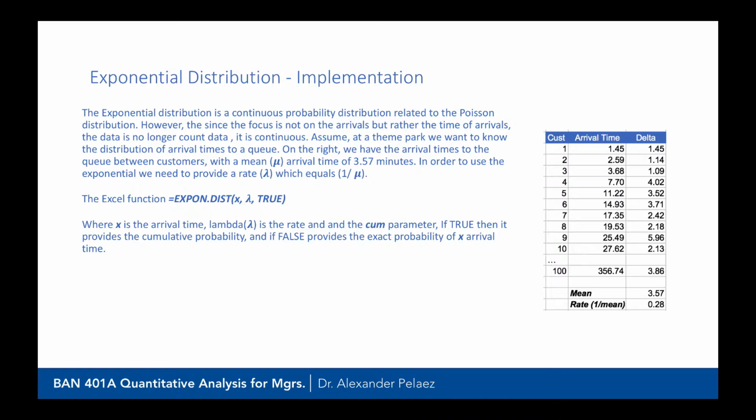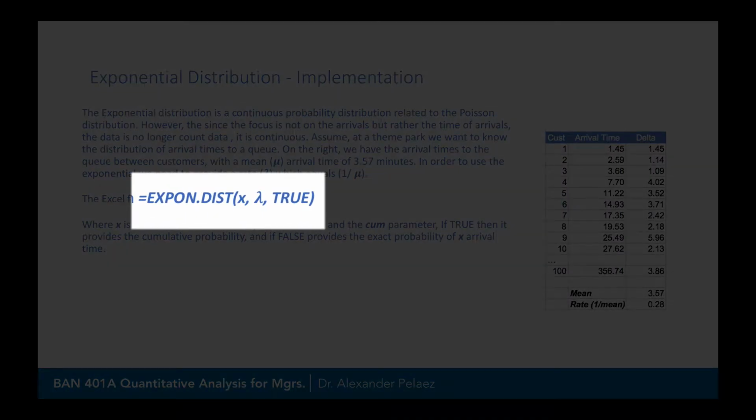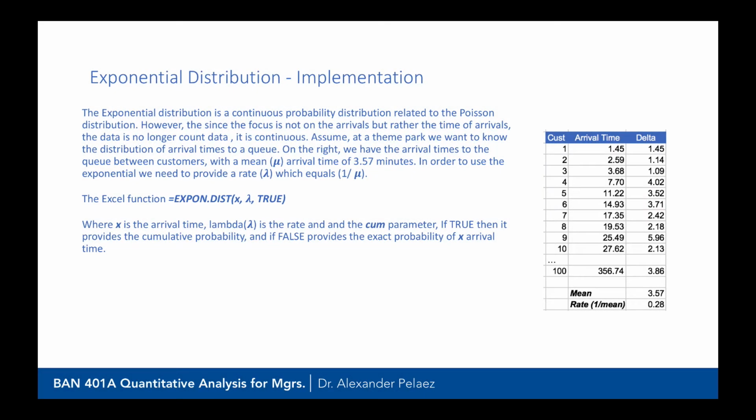3.57 minutes. So in order to use the exponential distribution, we will have to provide a rate, which is lambda, and lambda will be equal to 1 over mu, the inverse of the mean. Now, since we're calculating the arrival time differences here, or the arrival times between customers, you'll notice that on the right we have the exact arrival time of the customers in minutes, but we have created a delta column, which will say that the first person came in at 1.45 minutes, the next one came in 1.14 minutes later, the next one 1.09. So it's important to do that. And when we use the Exponent.DIST function, it's going to give us, again, the probability of the arrival time given our expected arrival times with a cumulative probability of true.